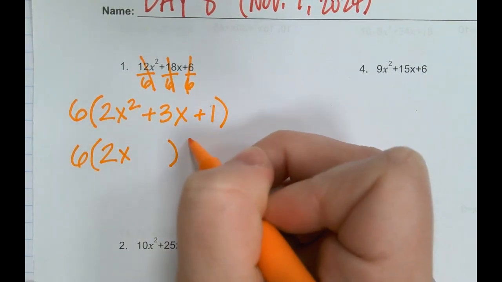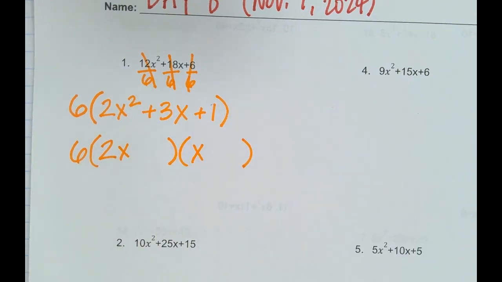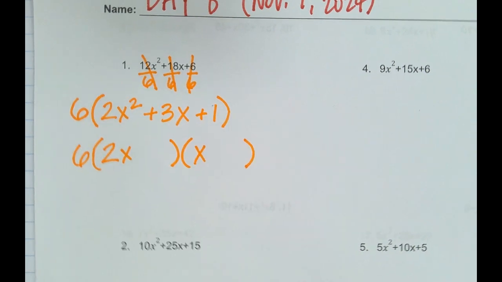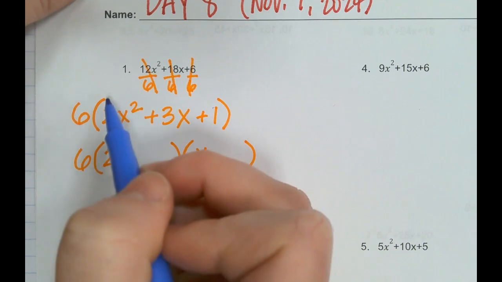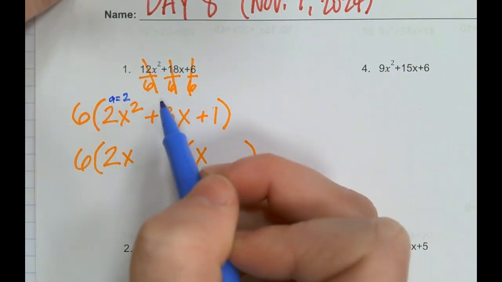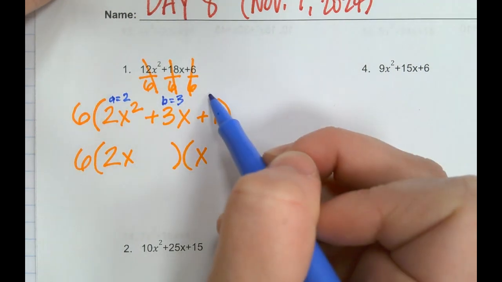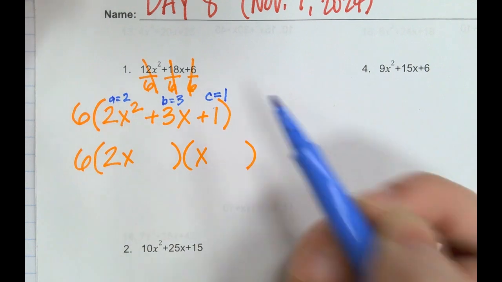2x in parentheses, times x in parentheses. And I'm going to write out what my new a, b, and c are. My new a is 2. My new b is 3. And my new c is 1.